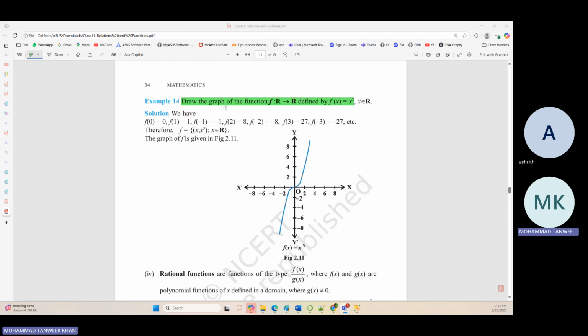Okay, is this clear? Understood? So now when you draw the graph, you will get something like this. This is very important, Ashif. Don't miss it. You have to draw the graph.